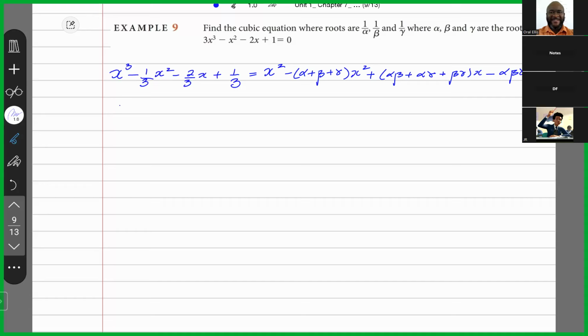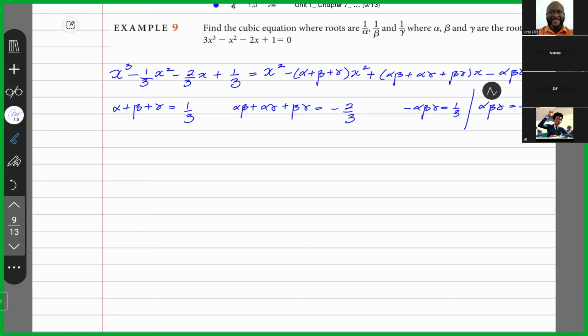And so alpha plus beta plus gamma would be equal to 1/3. Alpha beta plus alpha gamma plus beta gamma, which is the x coefficient on the right, is equal to the x coefficient on the left, which is minus 2/3. And minus alpha beta gamma is equal to 1/3. And so alpha beta gamma is equal to minus 1/3. All right.